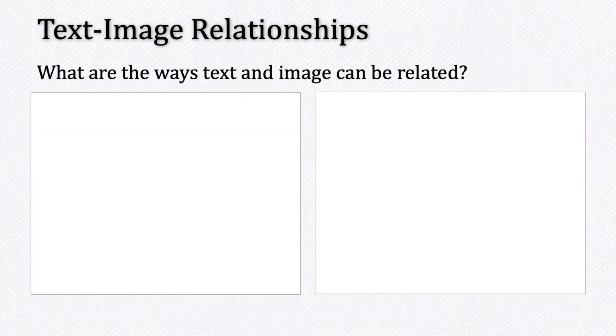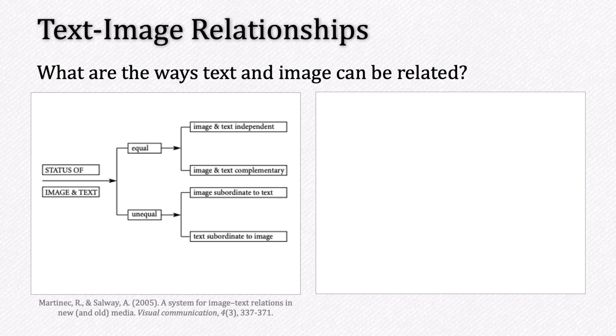While we're talking about the multimedia principle, I wanted to talk a little bit about the importance of text-image relationships. In other words, what are the different ways text and image can be related? Well, believe it or not, there's an entire area of research addressing this very question. For example, here's a tree diagram outlining the equality of text and image. Before I got into multimedia learning, these are things I never thought about before.